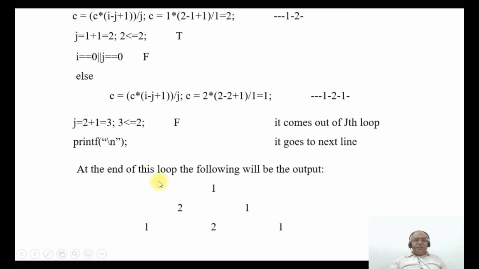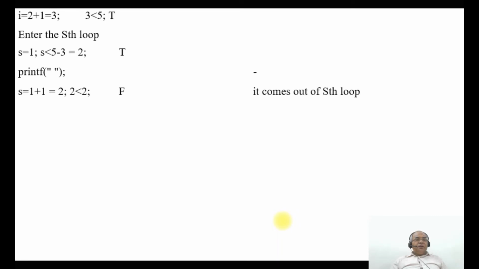So at the end of this second loop, you are going to get the following output: 1, 2, 1. Here it should be 1, 1 and here 1, 2, 1 after the second loop. Third loop, that is i is equal to 2. Now the value of i is 3, is it less than 5? Enter the loop. So the s value becomes 2. So how many spaces should you have? You should have only 1.